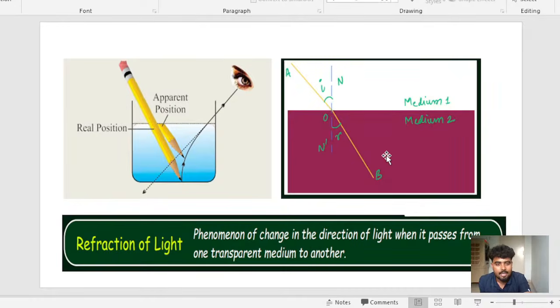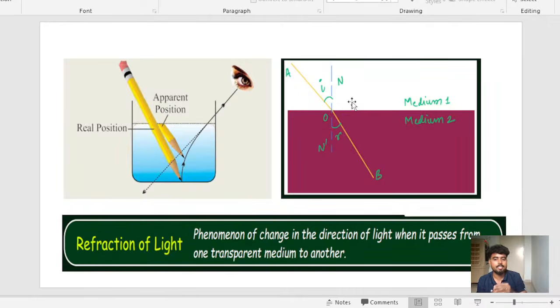When a ray of light passes from denser medium to rarer medium, it goes away from the normal. To be simple, keep it in your mind: rarer to denser means it bends towards the normal. Denser to rarer means it bends away from the normal. Rarer to denser bends towards the normal. Denser to rarer bends away from the normal.